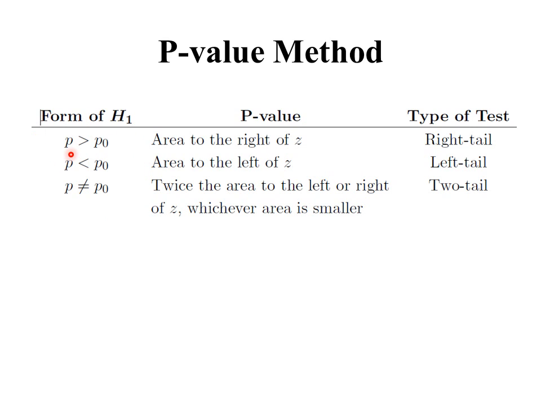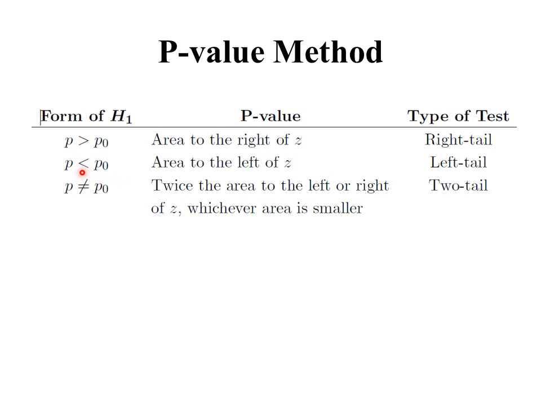And so if we have the form p greater than a number, then the p-value is the area underneath the standard normal bell curve to the right of z. And this type of test is generically called a right-tailed test. If the alternative hypothesis is that p is less than a number, then the p-value is the area underneath the standard normal bell curve to the left of z, the test statistic. This is what we call a left-tailed test.